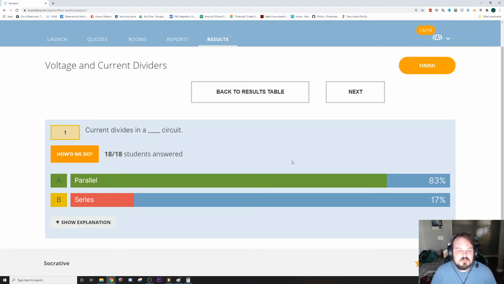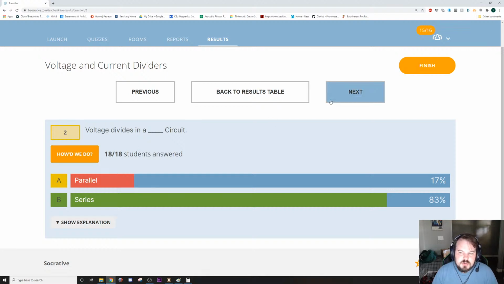This is with your only two options, series and parallel. Current stays the same in a series circuit, so it can't divide. All the separate legs have a portion of the current in a parallel circuit, and it all adds up to the total. Voltage divides in a series circuit. And that's basically the same thing. Every resistor drops a portion of the voltage, and it all adds up to your total.